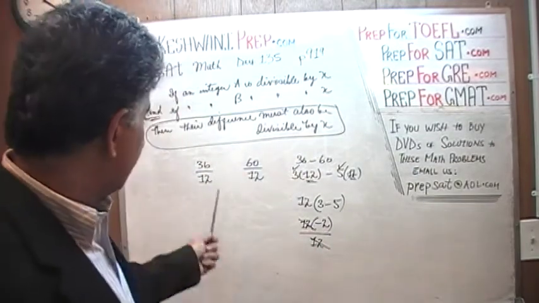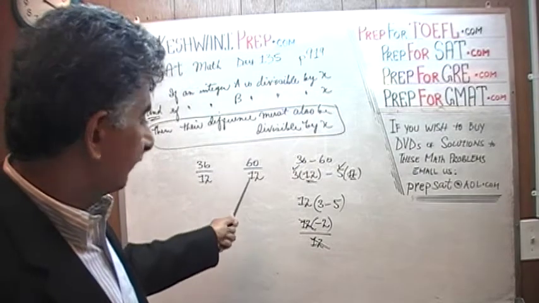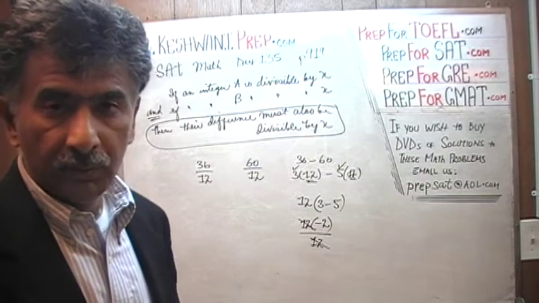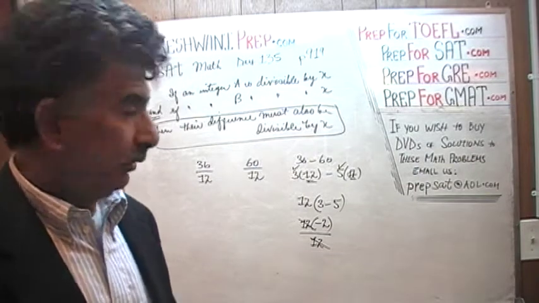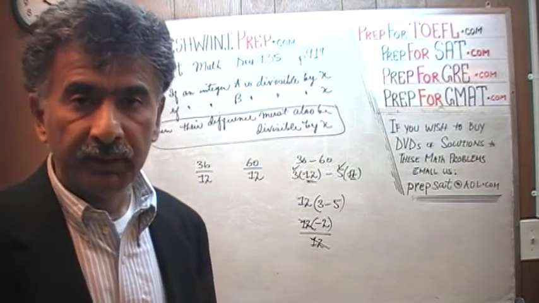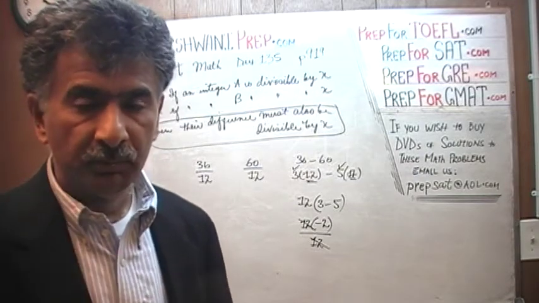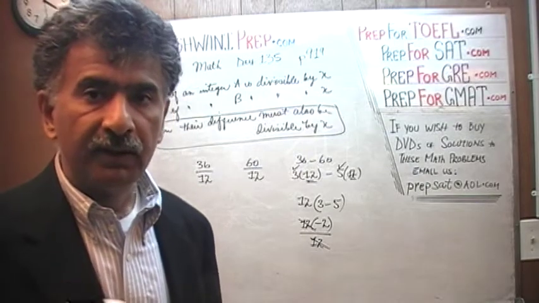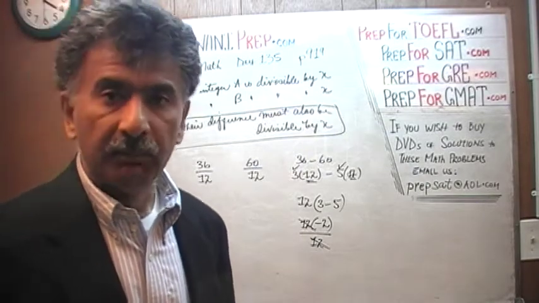As you can see here, if 36 is divisible by 12 and 60 is divisible by 12, then their difference, which is negative 24, is also divisible by 12. Or if we had gone 60 minus 36, you would have gotten positive 12. But anyway, the point here is, no matter what order you put the numbers in, if they're individually divisible by a quantity, then their difference must also be divisible by the same quantity.